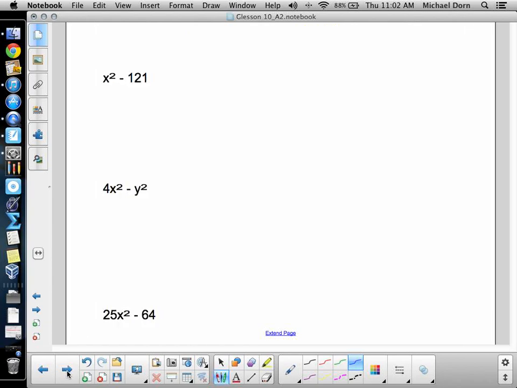So if I have x squared minus 121, what's the square root of 121? 11. So this is going to be x plus or minus 11. This only works with this particular pattern, okay? If there's a middle term in there, like a plus 3x or a minus 2x or something like that, or plus 865x, whatever, we can't use this pattern. It only works with this specific pattern.